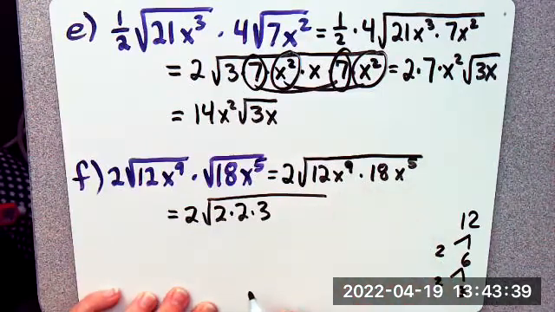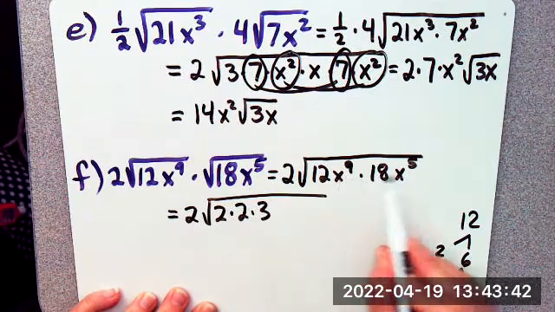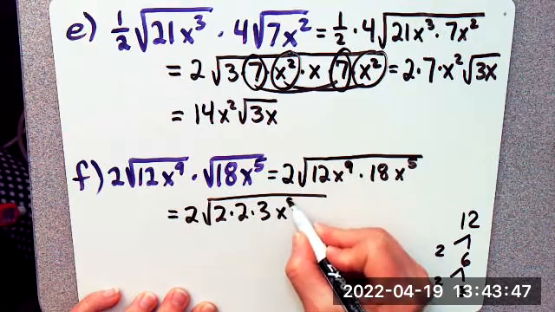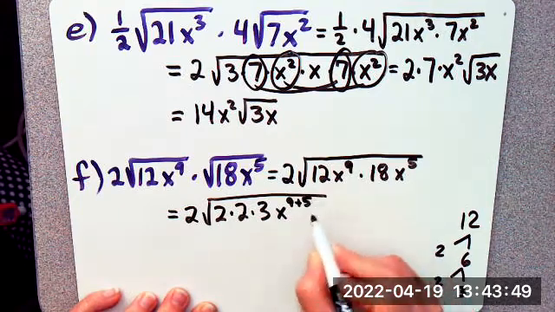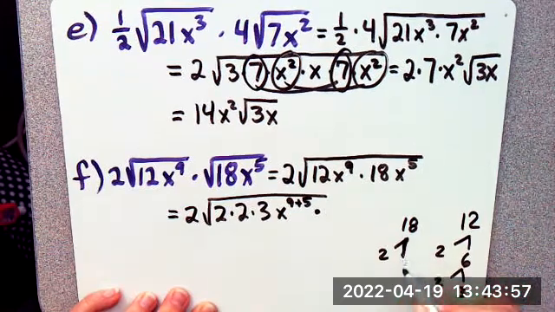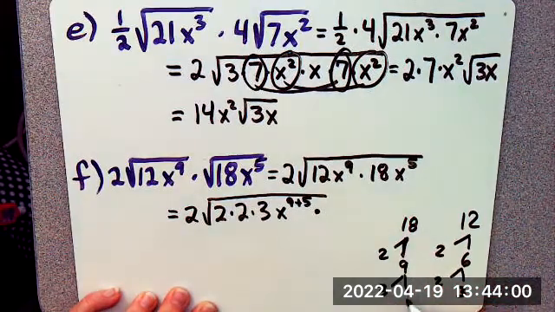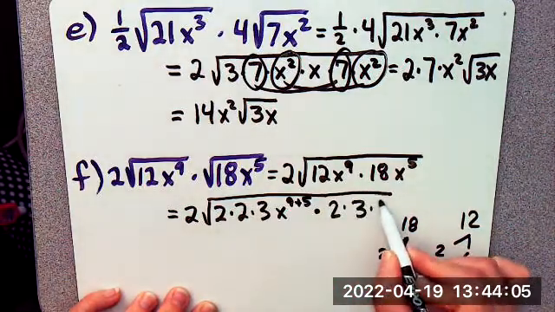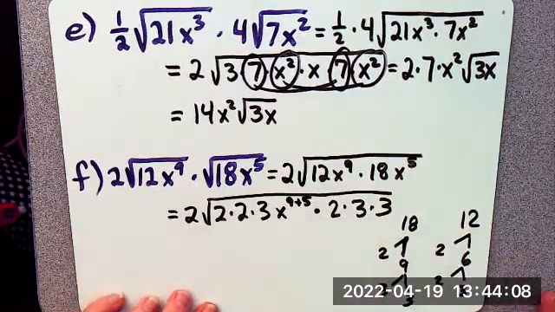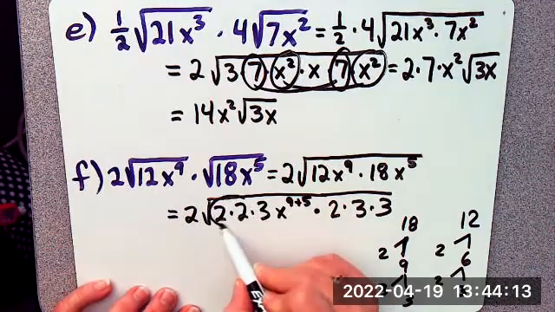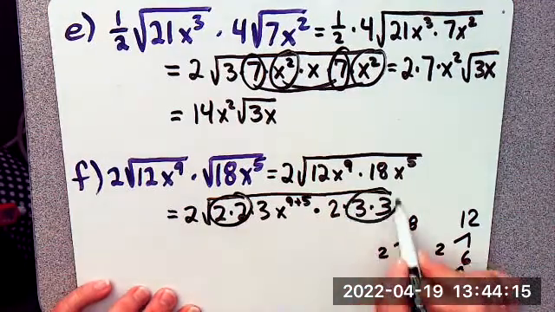Then we also have x to the 9 times x to the 5th. So that's going to be x to the 9 plus 5. And then we have times 18, which prime factorizes as 2 times 3 times 3. All right, so we see we have a few pairs we can take out. So let's do that before we consolidate too much.